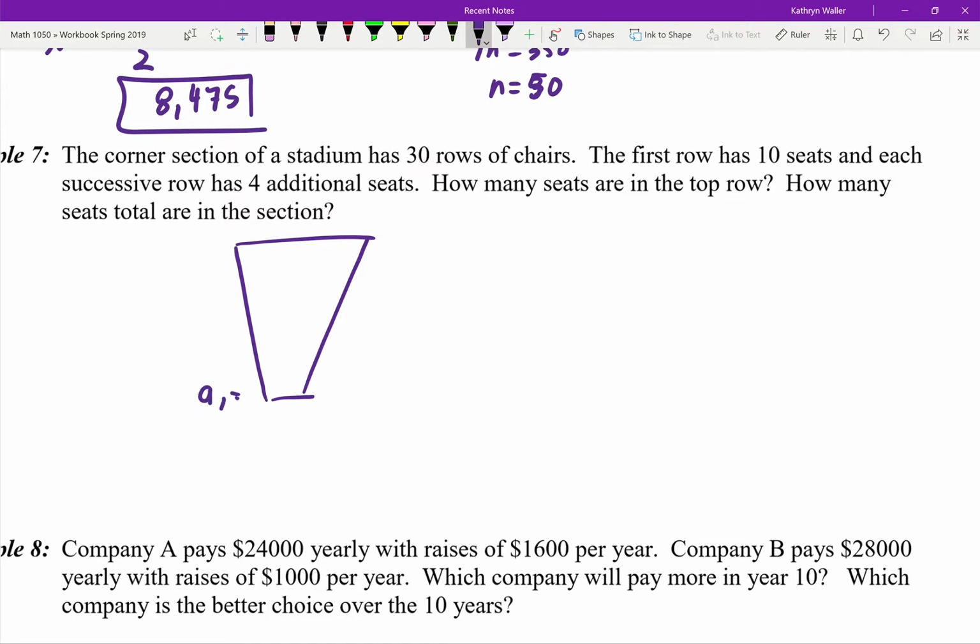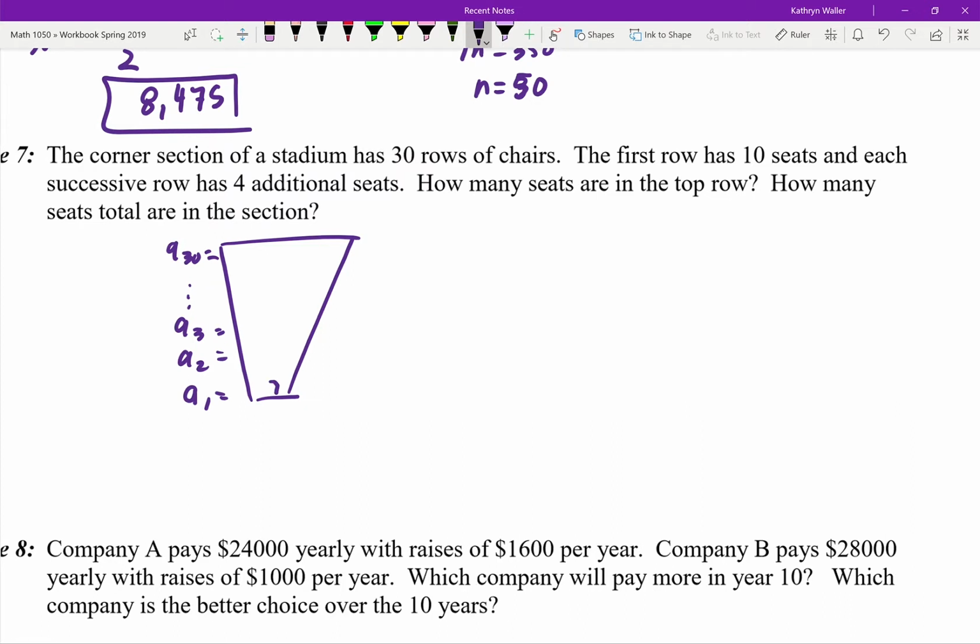So let's go a sub 1, a sub 2, a sub 3, blah, blah, blah, a sub 30. Okay, so the first row has 10 seats. So let's put a 10 right there. Each successive row, so the next row, has 4 additional seats. So this one's going to be 14, and this one's going to be 18, and I don't know how many seats are in the top one. Okay, so this is obviously arithmetic.